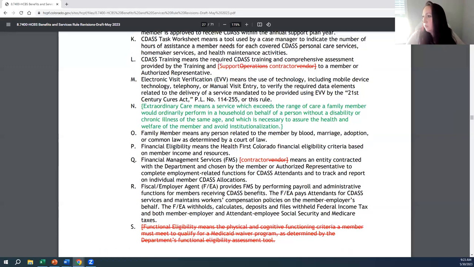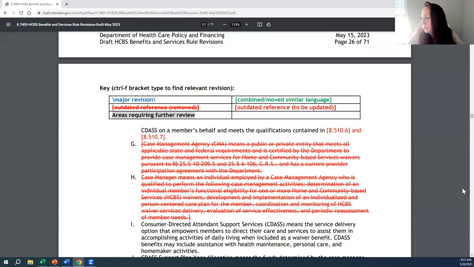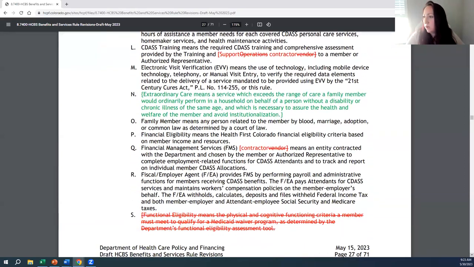Let's see, here we have, talking about CDAS. Under H, extraordinary care means a service which exceeds the range of care a family member would ordinarily perform in a household on behalf of a person without a disability or chronic illness of the same age, and which is necessary to assure the health and welfare of the members and avoid institutionalization.